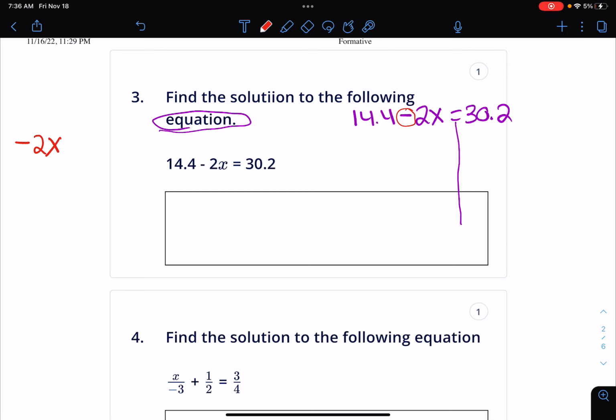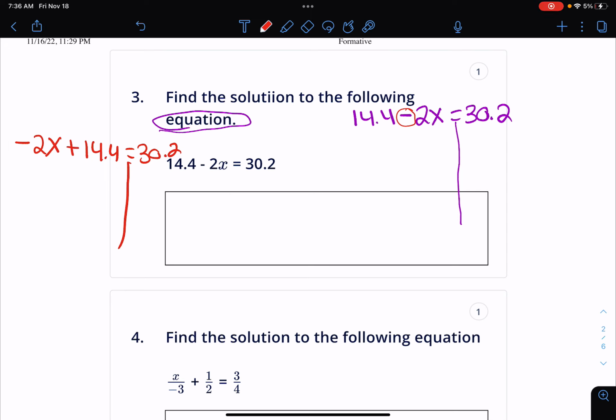And then you have this 14.4. It does not have a symbol in front of it. So is it a positive or a negative 14.4? Since it's positive, that means it's plus 14.4 equals 30.2. And then you could have solved it, and it would have been this. It's the same steps. So whether you solved it the way I wrote it in red or this way, it was the same steps.